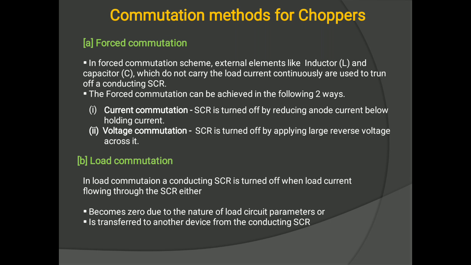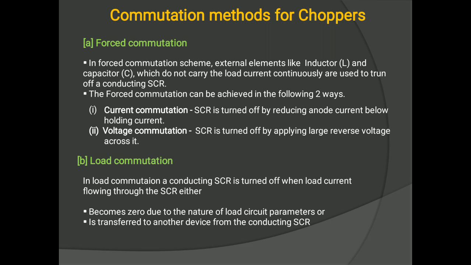Now forced commutation. In forced commutation, external elements L and C are used to turn off a conducting thyristor, which does not carry the load current continuously. Forced commutation can be achieved in two ways: current commutation and voltage commutation.